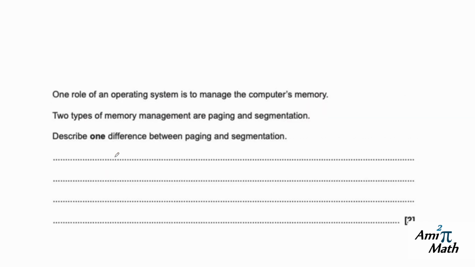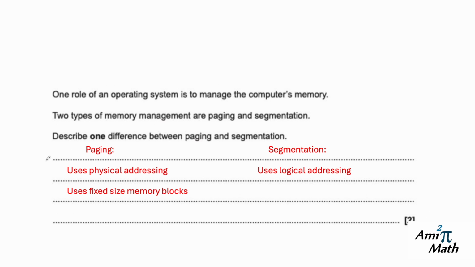One role of an operating system is to manage the computer's memory. 2 types of memory management are paging and segmentation. Describe one difference between paging and segmentation. So I'll just go through 2. The first one is paging uses physical addressing and segmentation uses logical addressing. And then the second difference is paging uses fixed size memory blocks, whereas segmentation uses variable length memory blocks.